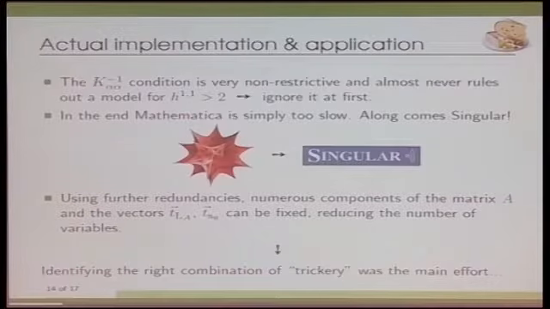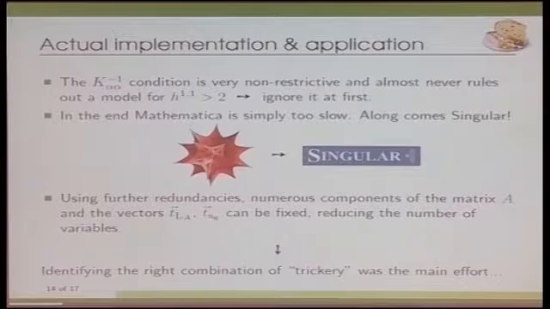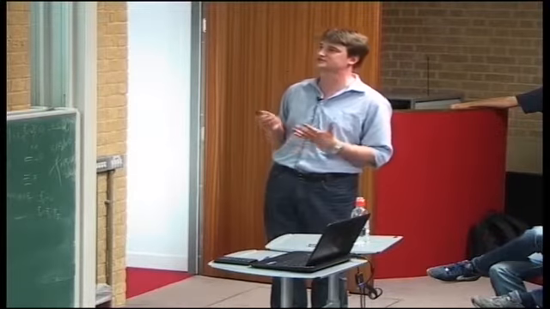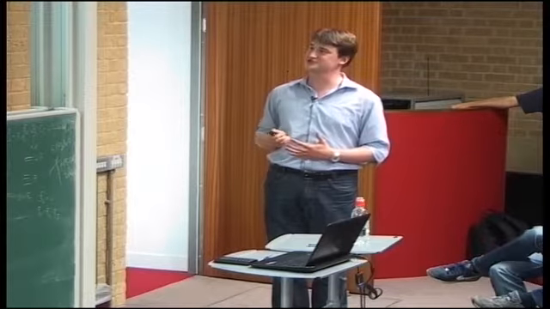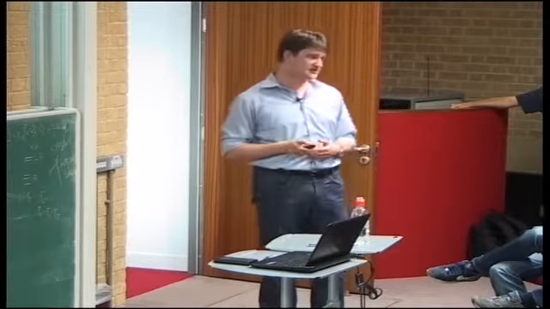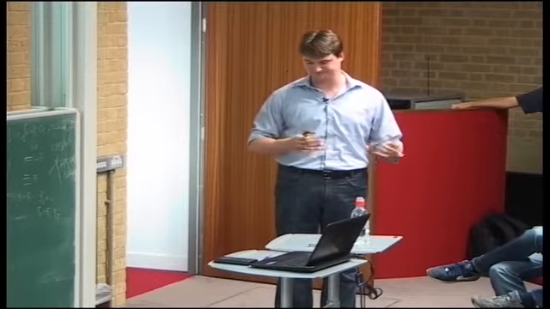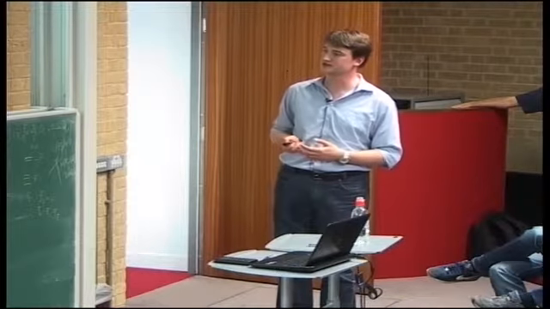Like I said, this condition here is almost always trivially satisfied. So the idea is simply to ignore it at first and test it later on. Only for H11 equals 2 did we actually find that it becomes really important. Nevertheless, Mathematica is still too slow, but fortunately there is a package called Singular which does essentially Gröbner basis computations, which are solutions to polynomial systems, just to keep it short.